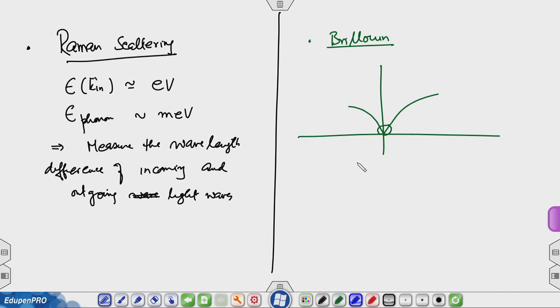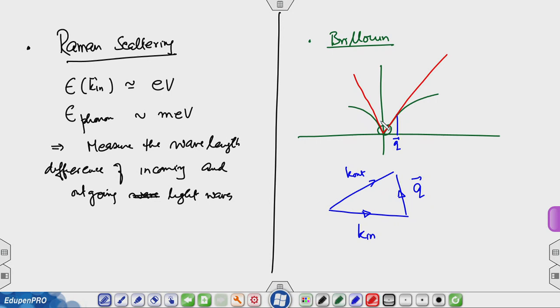So in this, what you're going to have is k coming in and k going out. And the difference is going to be the q vector of the phonon created. If I exaggerate here, maybe this is q, and this whole region is roughly linear. So, we are still exploring that region. If the rotation of k is by theta, I am going to have q like this.